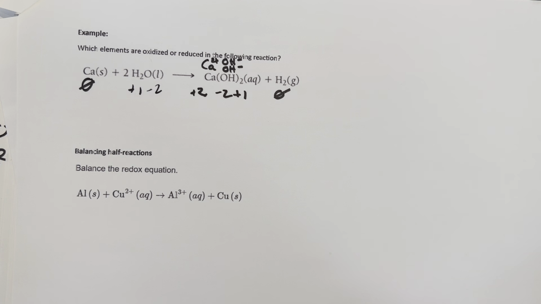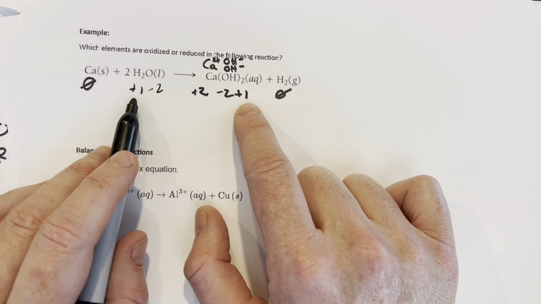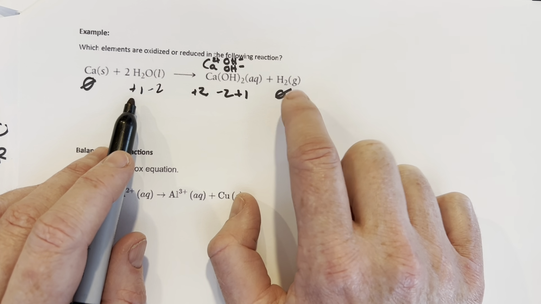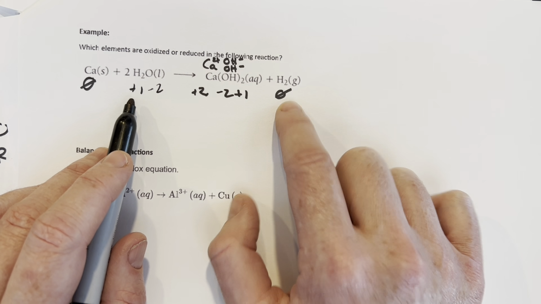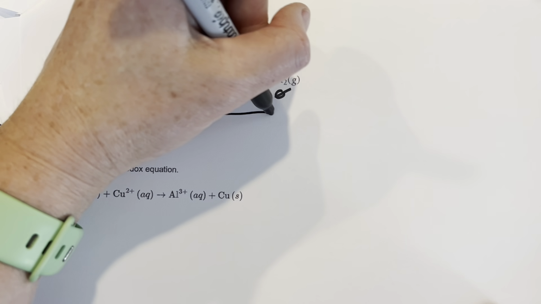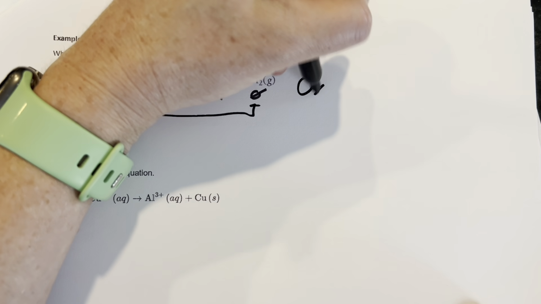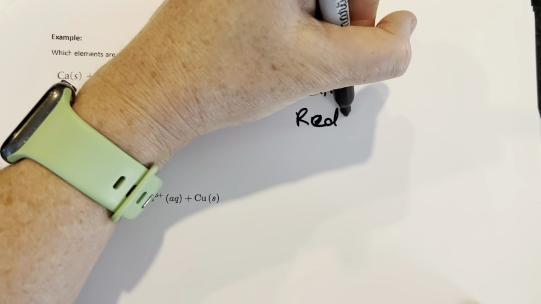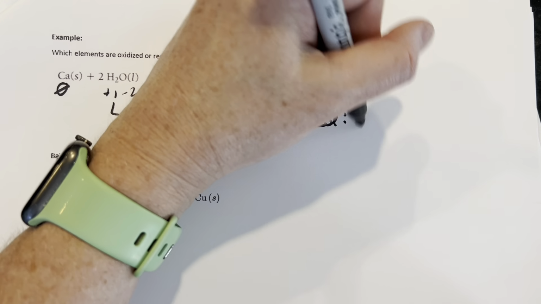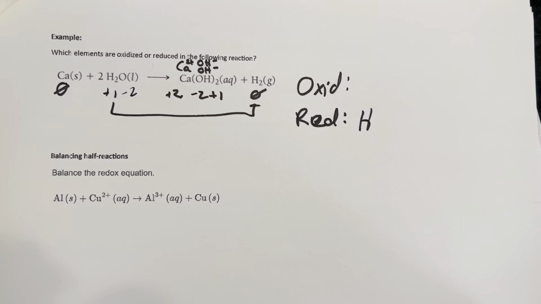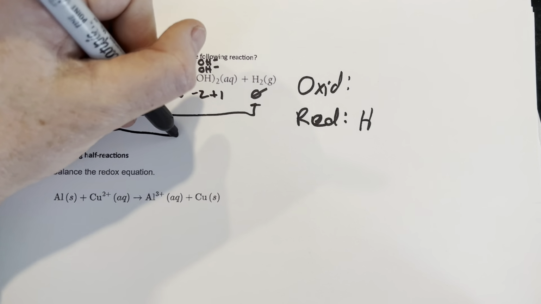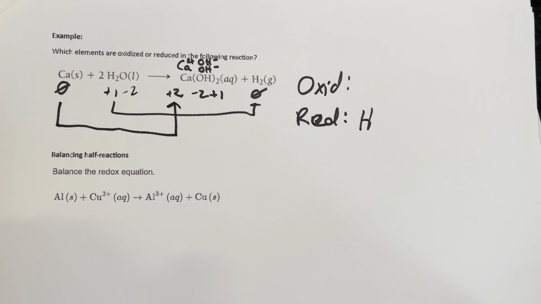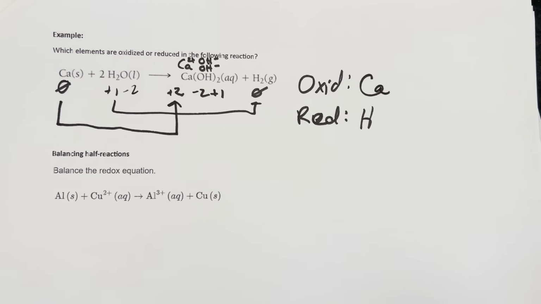Now you'll notice that this hydrogen and this hydrogen are the same, but don't miss out on the fact that this one over here got lower. In other words, it was reduced. And that's why the answer to what was oxidized and what was reduced is: the reduced thing was hydrogen. The oxidized thing goes from 0 to 2 plus. That was the calcium.